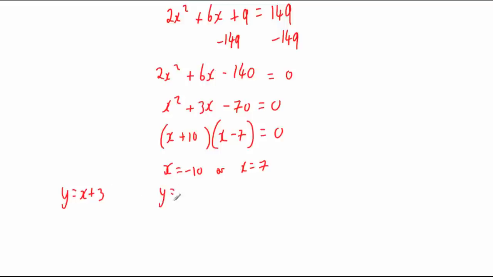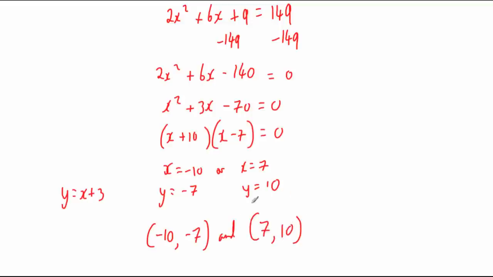So y equals, well, if x is equal to negative 10, we're going to have negative 10 plus 3. Well, negative 10 plus 3 is equal to negative 7, so y would be equal to negative 7. So that's our first solution, that whenever x equals negative 10, y equals negative 7. Or if x is equal to 7, well, y would be equal to x plus 3. So that's 7 plus 3, that's equal to 10. So there are our coordinates. Well, x is equal to negative 10, so that's negative 10, negative 7. So that's our first coordinates where they will intersect. Or here, we're going to get 7, 10. So 7, 10. And that's it.